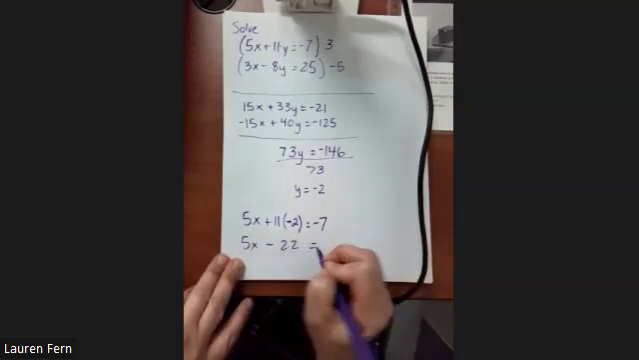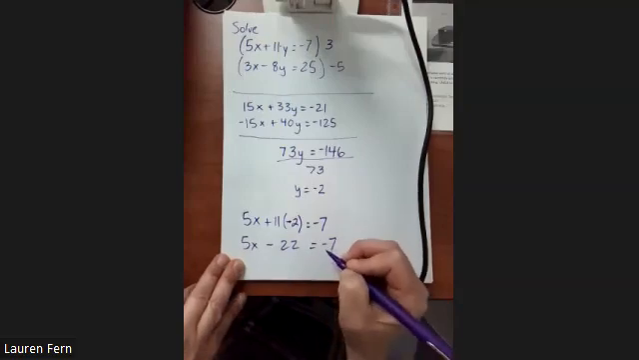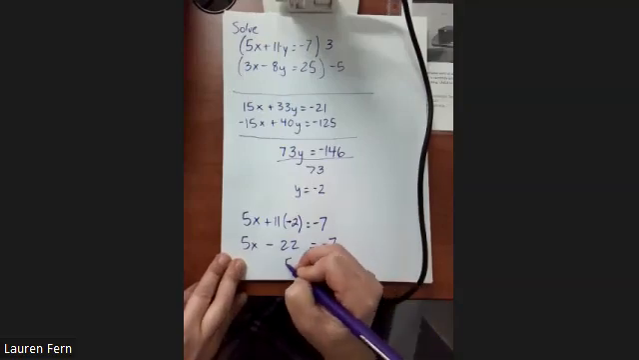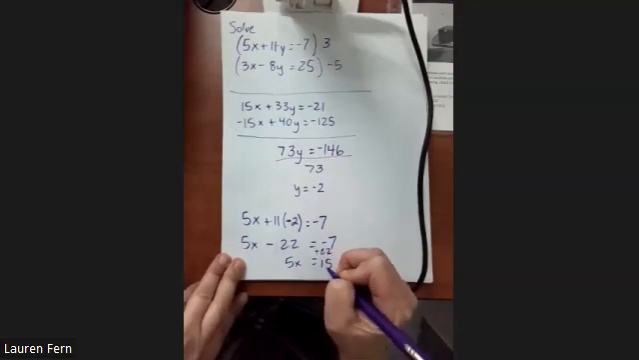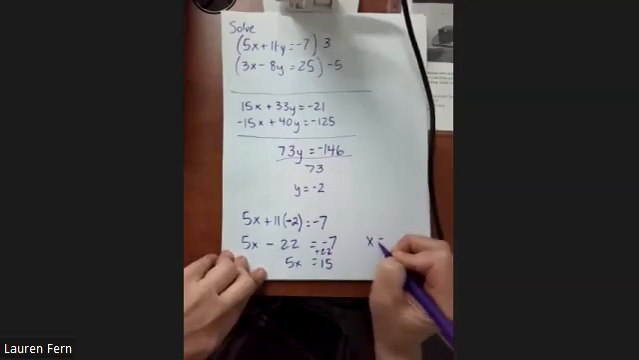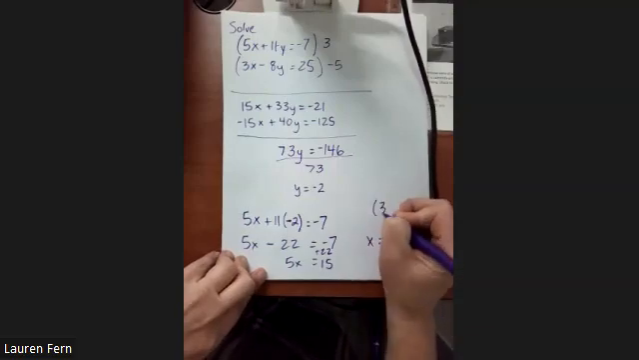So 5x minus 22 is -7. I'll add 22 to both sides to get 5x equals 15. So x is 3.